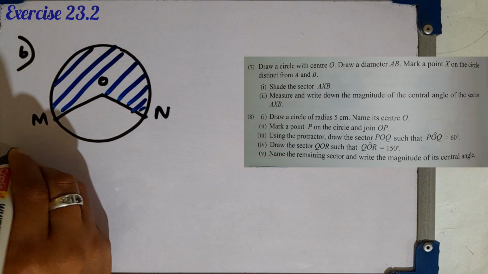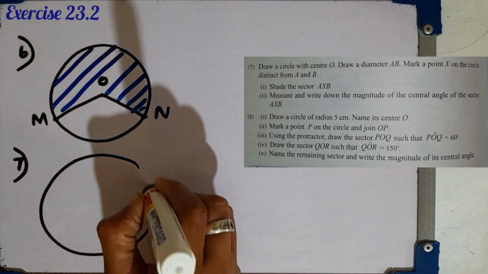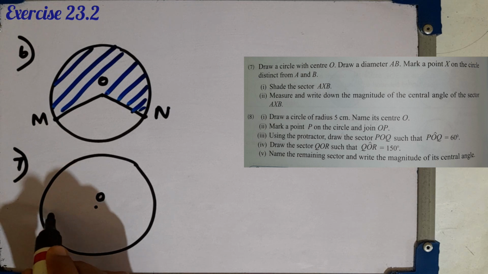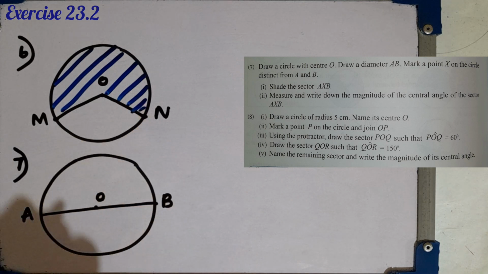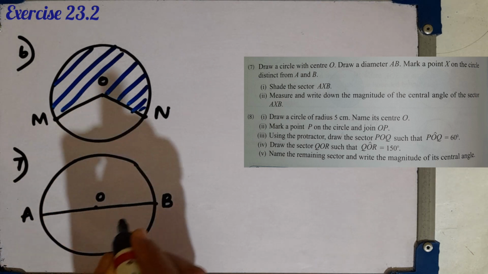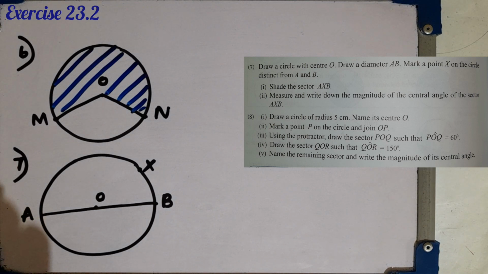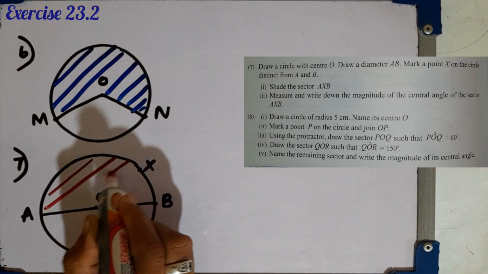Then question number 7. Draw a circle with center O. Then draw a diameter AB. This is a diameter AB. Then mark a point X on the circle distinct from A and B. I will take X here. Then shade the sector AXB. So this one is the sector AXB.